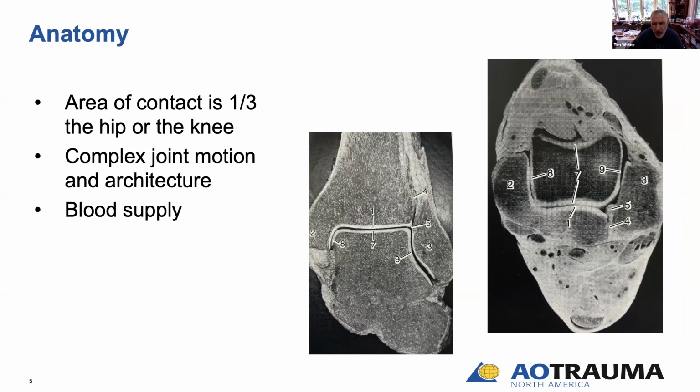The ankle joint is a complex joint. You see it here with its complex articulations. It's interesting that despite all of these articulations, it still has only one third the contact surface area of the hip or the knee. And so this is going to transmit the same force as the hip and knee, just through a smaller surface area, so much more prone to wear out.